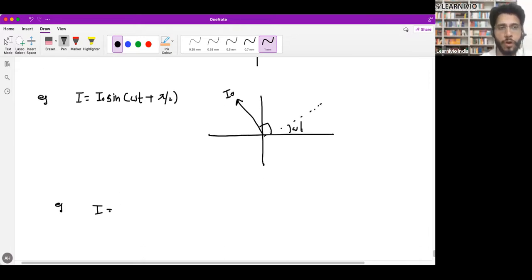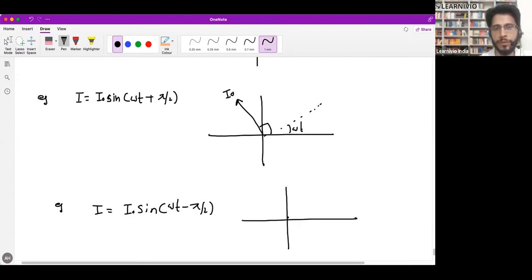If I ask you to draw the phasor diagram of I naught sine omega t minus pi by 2, see, this dotted line is omega t, my reference. Omega t minus pi by 2 means it will go in this direction. It will go down. This is I naught.